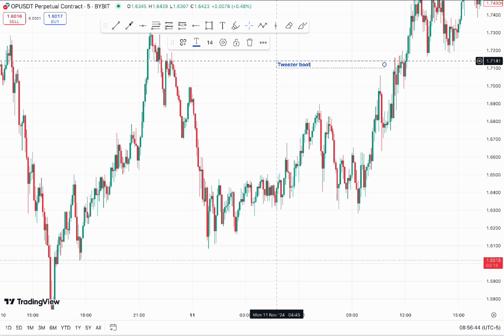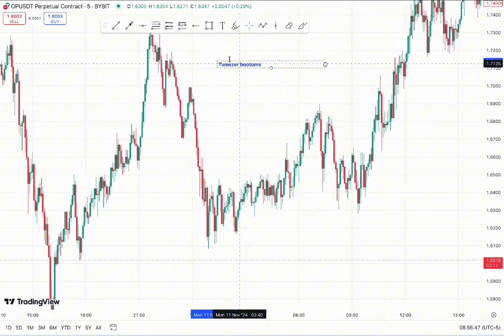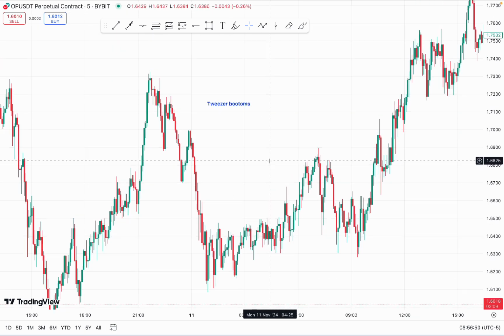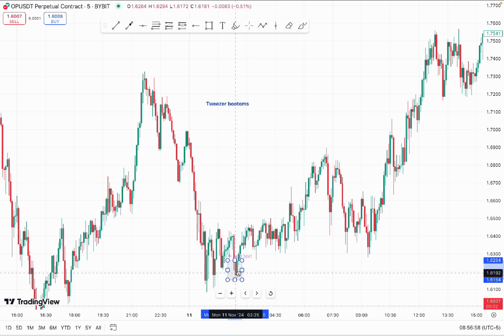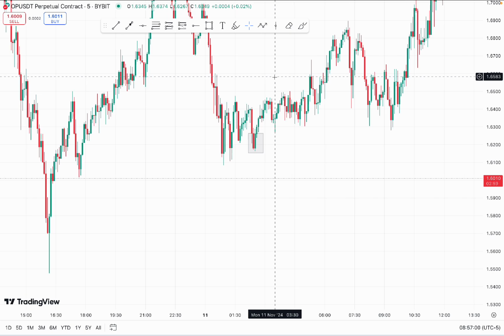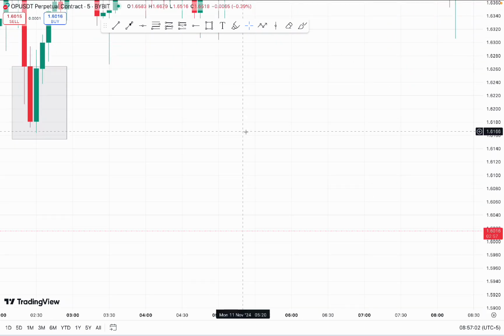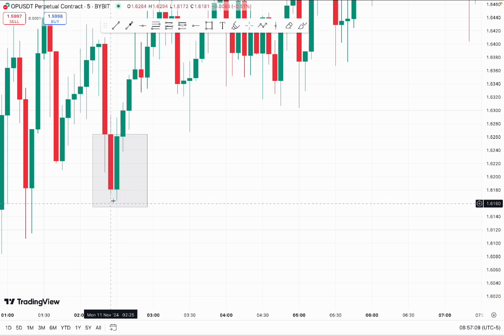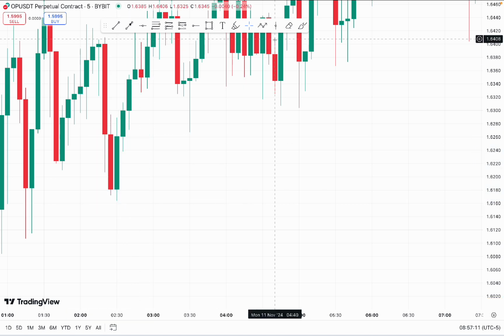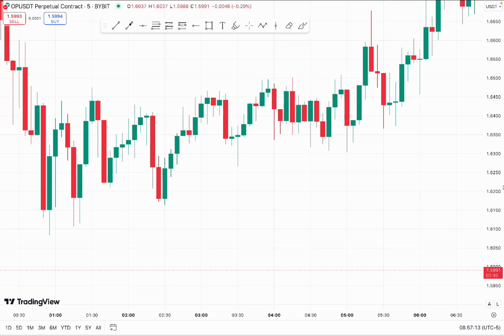Okay, so now I'll show you guys where we have the tweezer bottoms here. Just trying to zoom in for you guys. So this is what they look like. Similar bodies and almost similar wicks, okay?